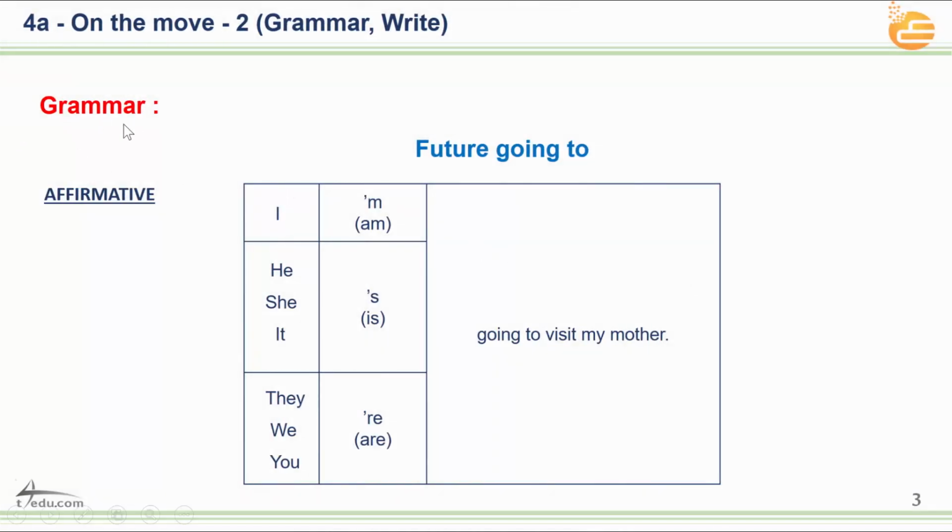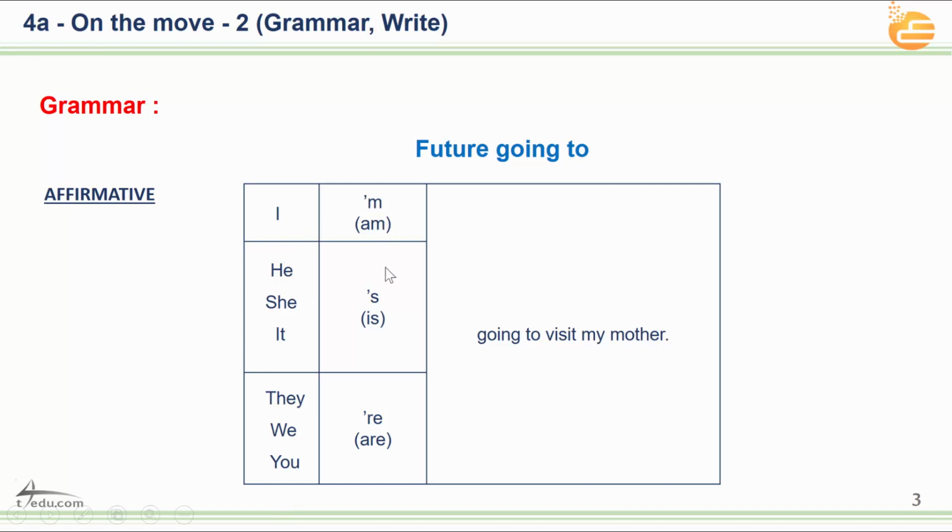Let's start with the grammar. So as we said, our grammar for today is about future going to. And how can we use going to? With the affirmative sentences, it's very easy. The first thing, we have to start with the subject. So you can say I, he, she, it, they, we, you. Maybe any name that you want: Muhammad, Abdullah, the boys, maybe the boy, the school, the teacher, and so on.